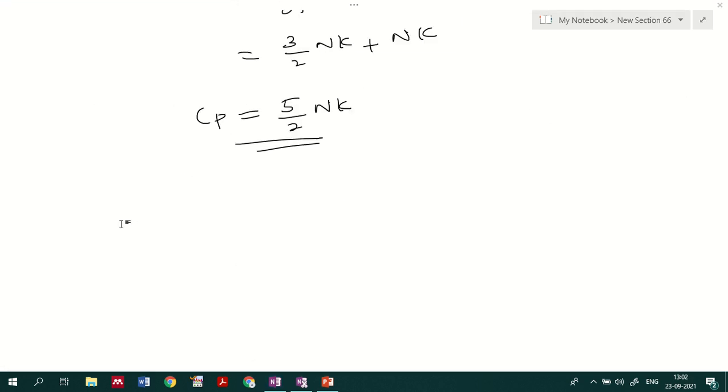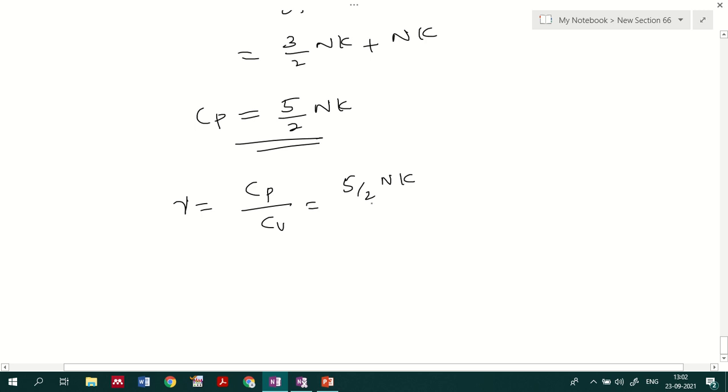Now if you want to know for the adiabatic process, gamma equal to Cp by Cv, the ratio of the two specific heat capacities. We can identify that it is equal to 5 by 2 nk divided by 3 by 2 nk, which gives 5 by 3. So for the adiabatic process, the ratio of the specific heat capacity at constant pressure and volume will be equal to 5 by 3.